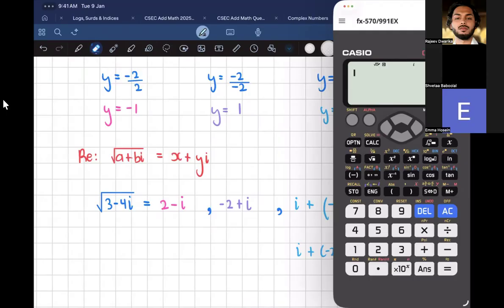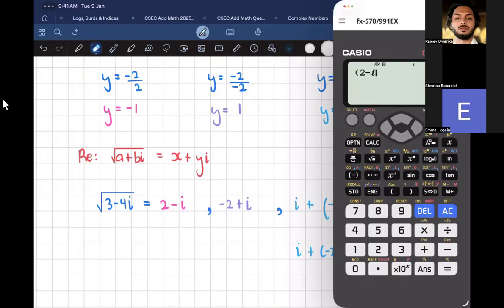Right, so the first one we're going to test is 2 minus i. You're going to put 2 minus, and press ENG to get i. ENG is right next to the open and close bracket, right next to RCL.